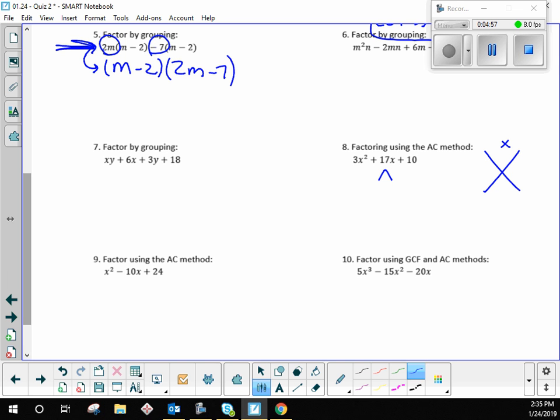What multiplies to AC and adds to B? And that comes from this general standard form: AX squared plus BX plus C. AC is 30, that's right, because A is 3, C is 10. So what multiplies to 30 and adds to the B term, which is 17?